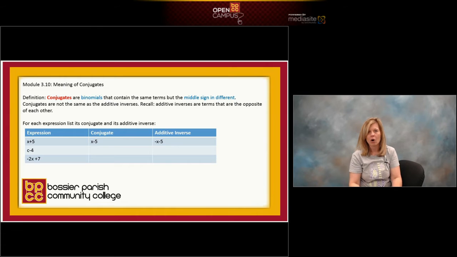Conjugate means make the middle symbol of the binomial the opposite. Additive inverse means make everybody, every term, the opposite.